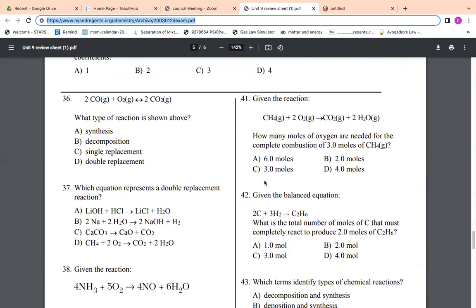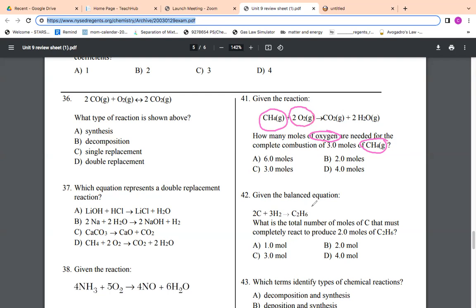Next, 41. How many moles of oxygen are needed for the complete combustion of 3 moles of CH4? So again, moles to moles, so mole ratio. I'm going to circle again whatever they're talking about in the problem, oxygen and methane. So I'm going to do the same thing here, methane and oxygen.